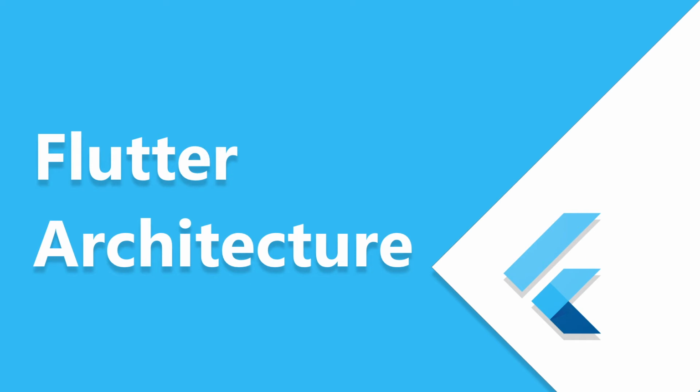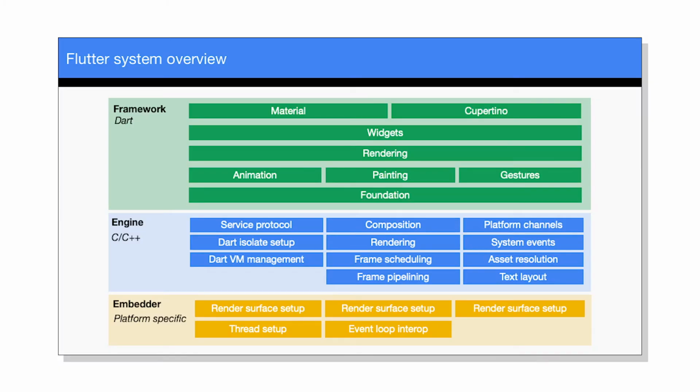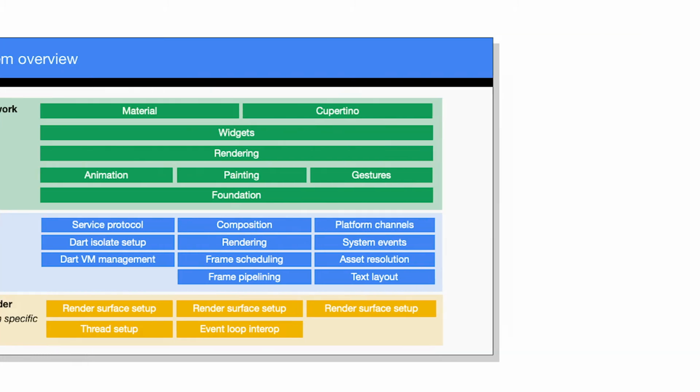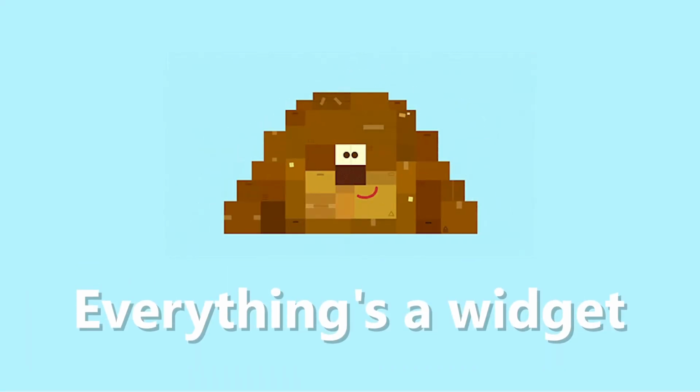In the previous videos, we talked about what Flutter is and a brief introduction about its features. Now let's talk about the architecture of a Flutter app. So the core concept of the Flutter framework is that in Flutter, everything is a widget. Widgets are the basic building blocks of a Flutter app's user interface.